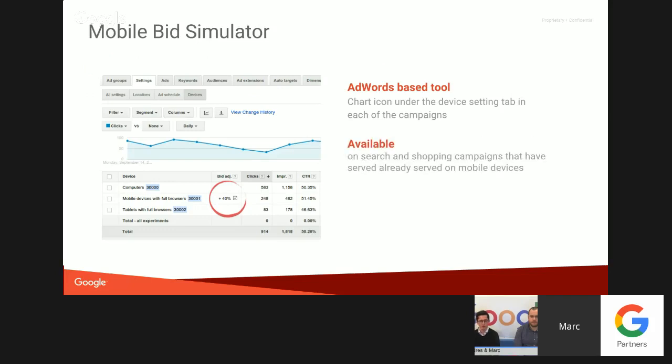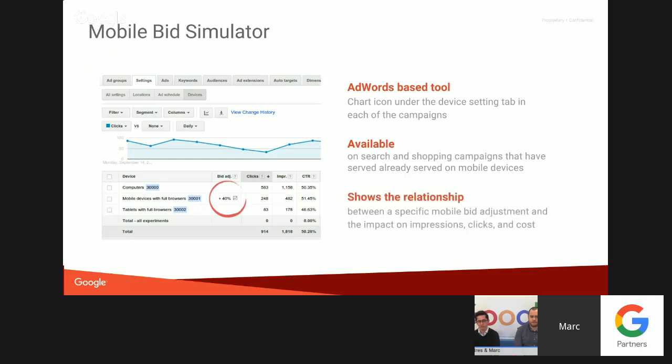It is worthwhile noting that this tool is currently only available on search and shopping campaigns that have already served on mobile devices. Most importantly, these mobile campaigns must have almost reached the cap of their daily budget at least once in the last 7 days. So it uses the last 7-day historical data to simulate the different events.